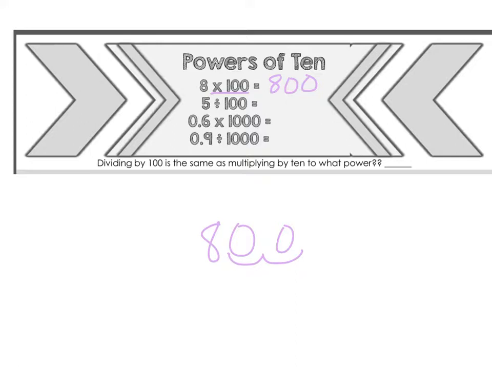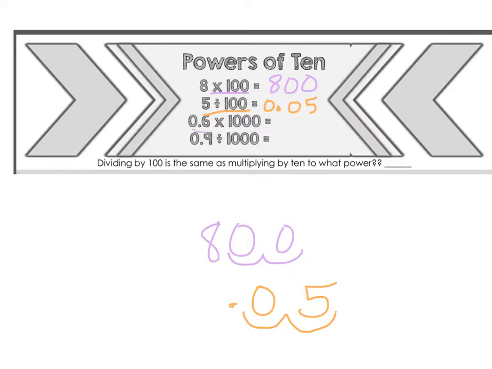Okay, now dividing by a power of 10, our number is going to get smaller. So we have our digit of 5. The decimal's here. If we divide by 100, we're going to go 2 places this way. And we're going to get 0.05. Make sure you always have the decimal out front when you're dividing by a power of 10.